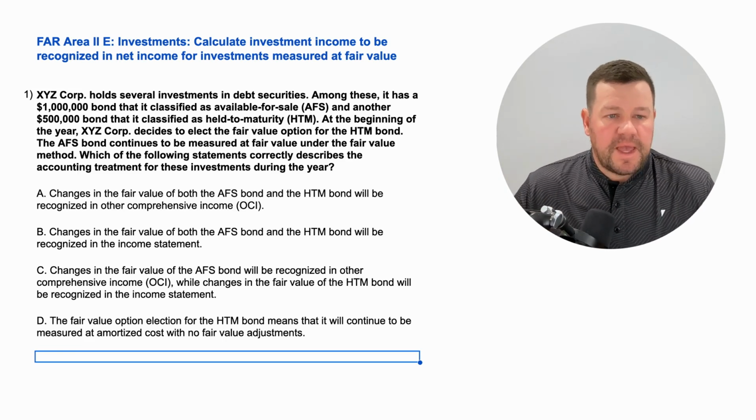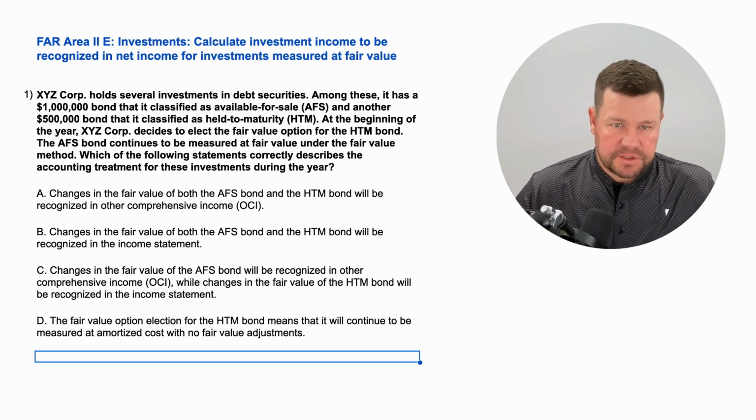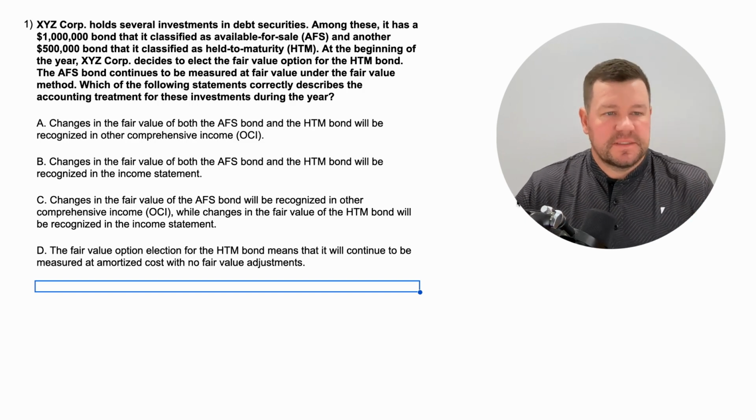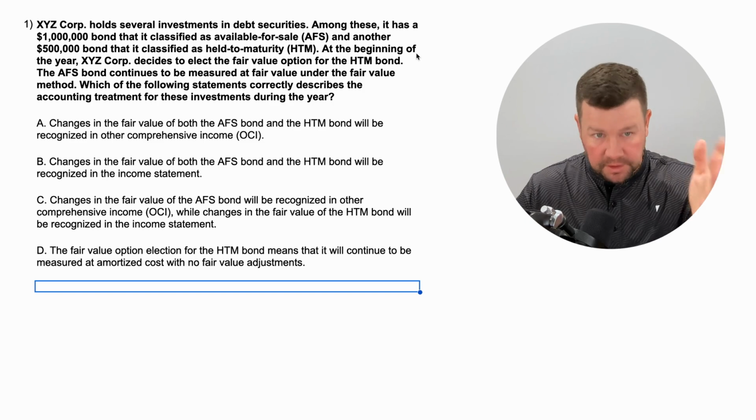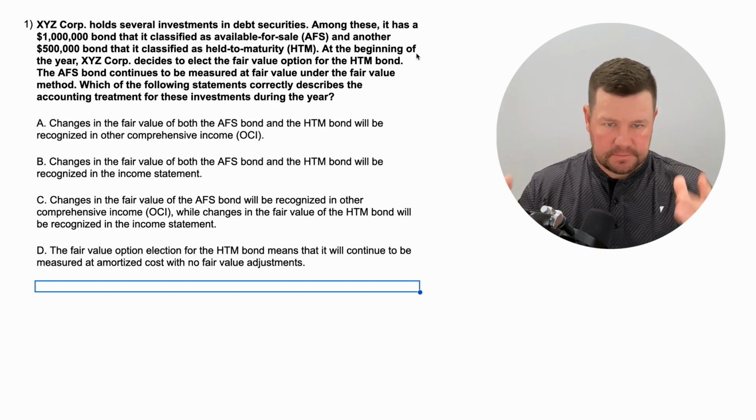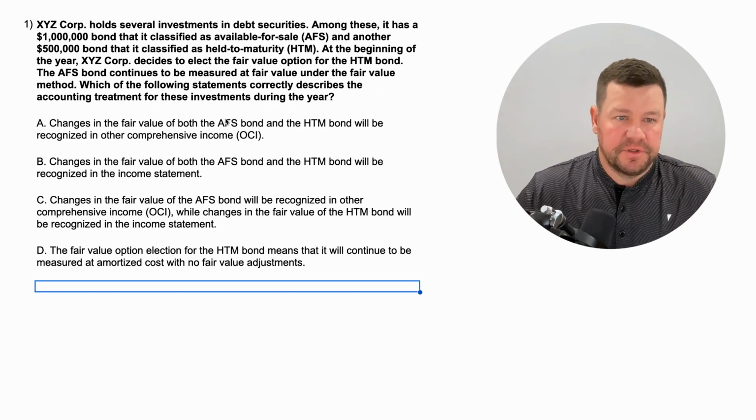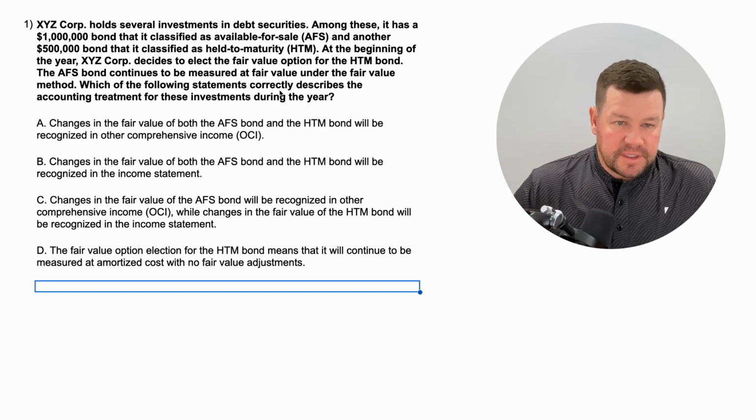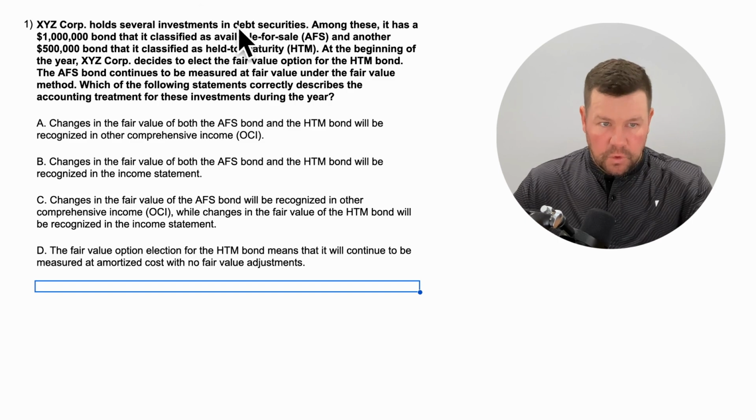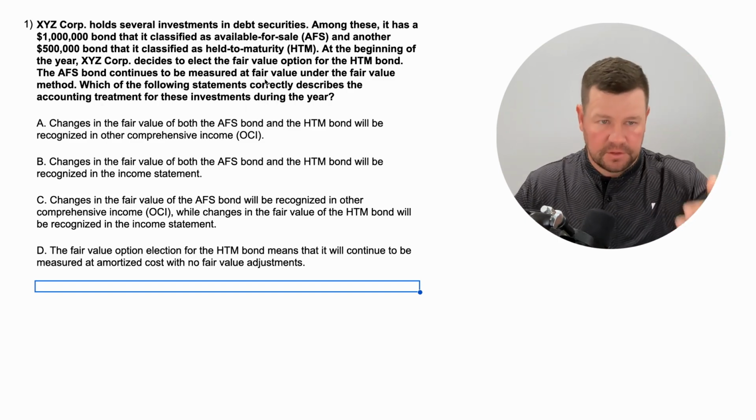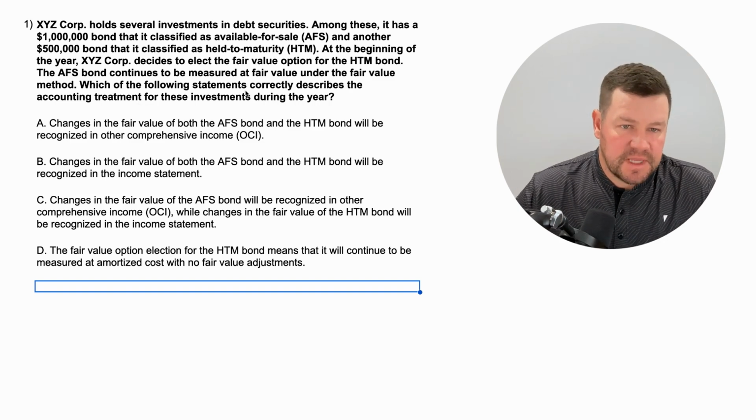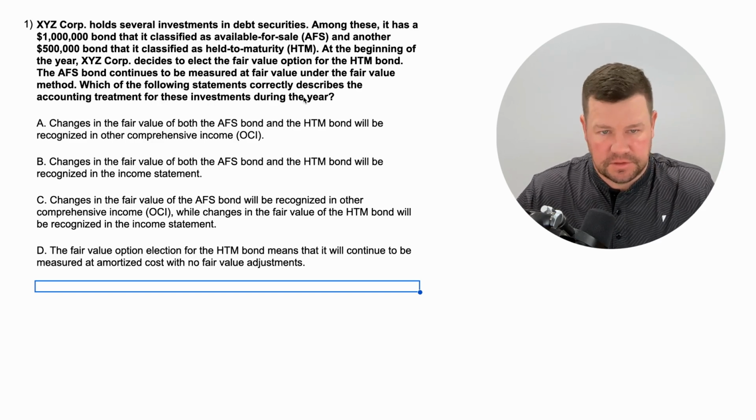So with that out of the way, let's go into this first question. Okay, so XYZ Corp holds several investments in debt securities. Now, just the way that I read questions, or the way we teach people to do it, you go straight to the last sentence of the question prompt, because that's like the real question, and then you can go back and read the whole thing. So, which of the following statements correctly describes the accounting treatment for these investments during the year?